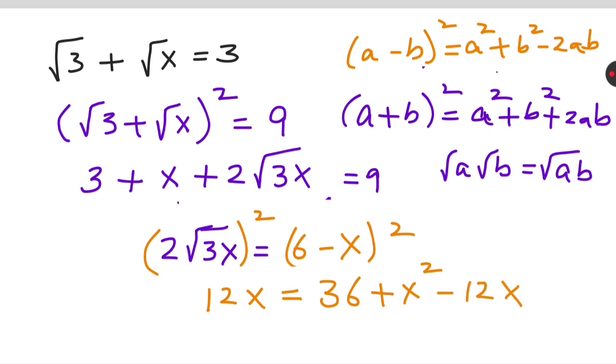If we subtract 12x on both sides, then here +12x − 12x cancels. So we are left with only 0 on the left hand side. The right hand side, what do we have? x² − 12x, which gives −24x. Then +36, that is equal to 0. So we converted it into a quadratic equation. Let's write it in terms of the quadratic equation. What do we have? x² − 24x + 36 = 0.